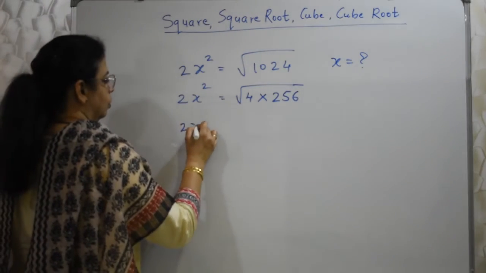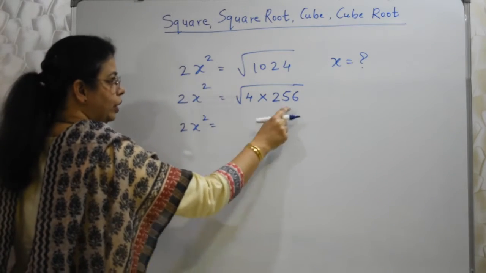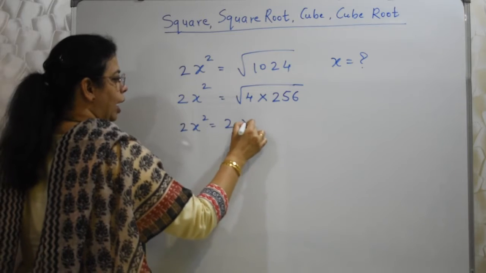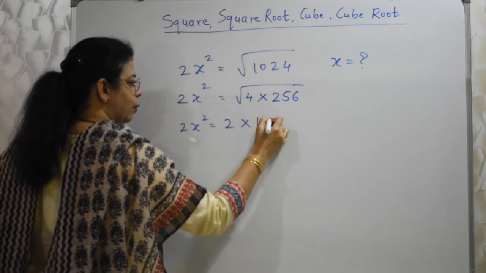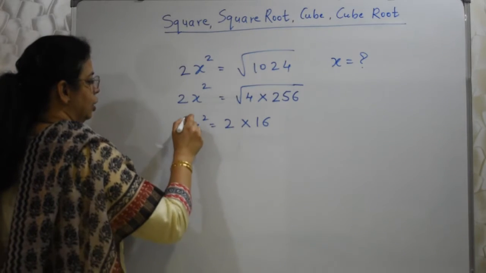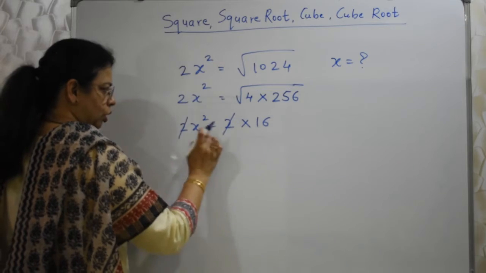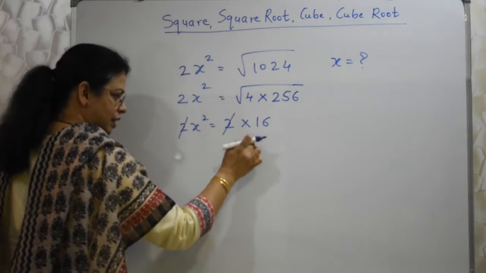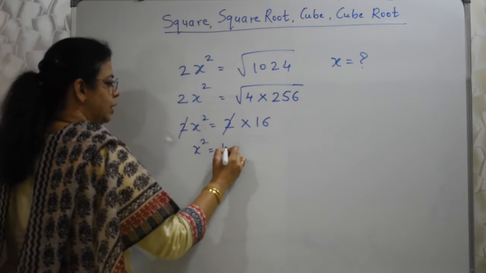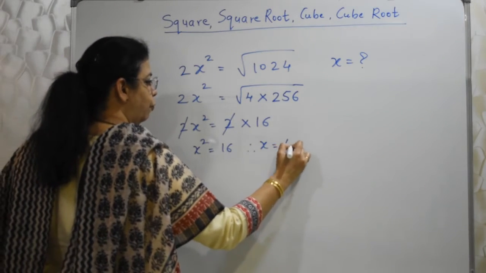Now, if you observe, both these are squares of some number, so easily we can find out. 4 का क्या है? 2. And 256 किसका स्क्वायर है? 16 का. Now our job is very easy. 2 can go with this 2. You can divide this also. You can bring this 2 down and then cancel. Doesn't matter, it's one and the same thing. So x square is equal to 16. So x is equal to 4.